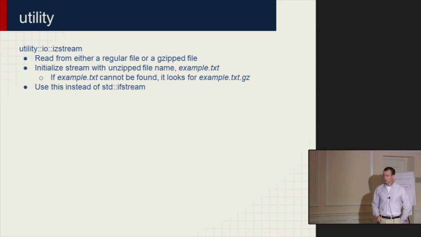Okay, so IZStream is a pretty useful class. It allows you to specify either a file like a text file or a gzipped text file that you can read from. And so when you try to initialize an IZStream, you'll give it, say, the name example.txt. It'll go and try to open example.txt. If it doesn't find an example.txt, it'll try again, looking for example.text.gz. And so if it can find the text.gz, then it'll just read from that.